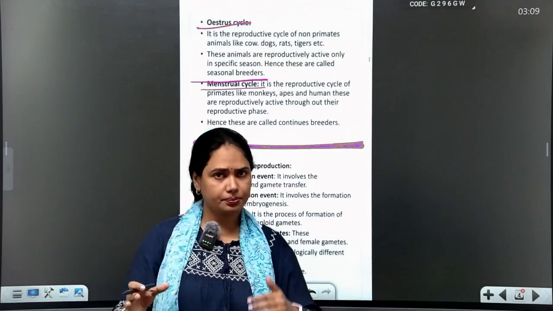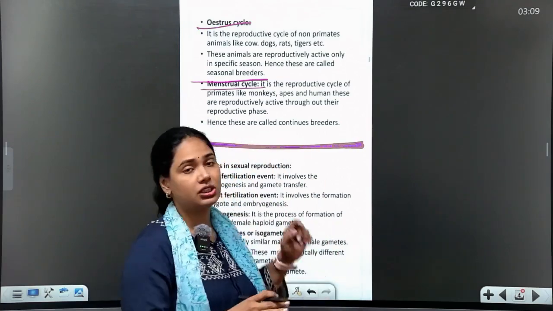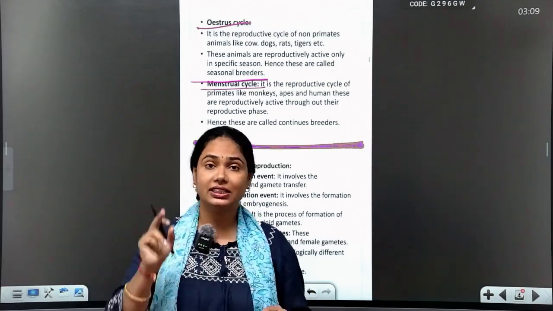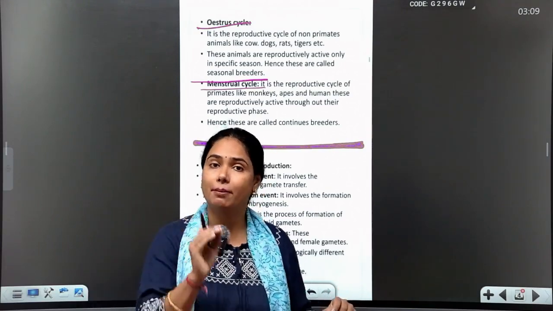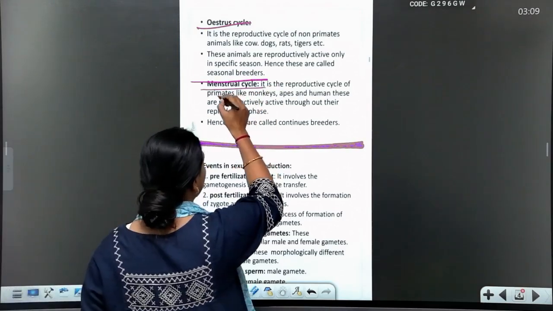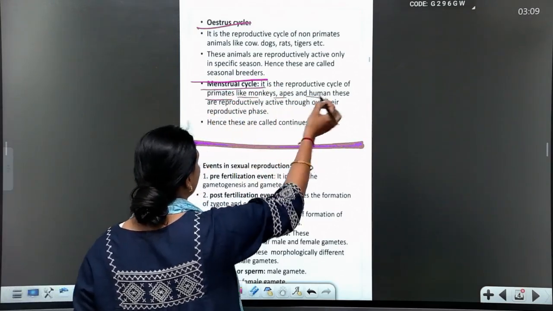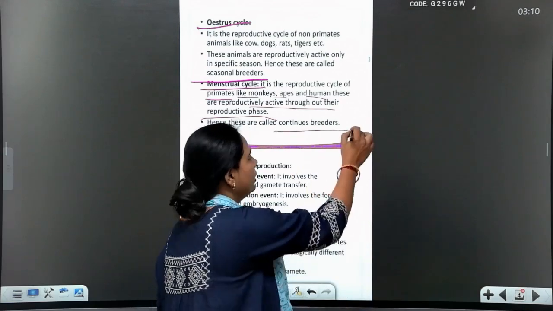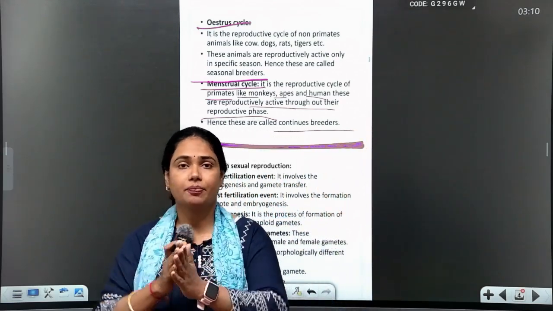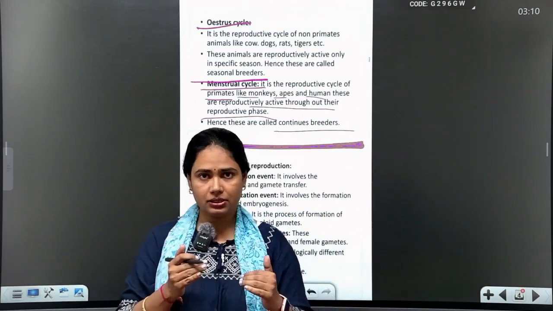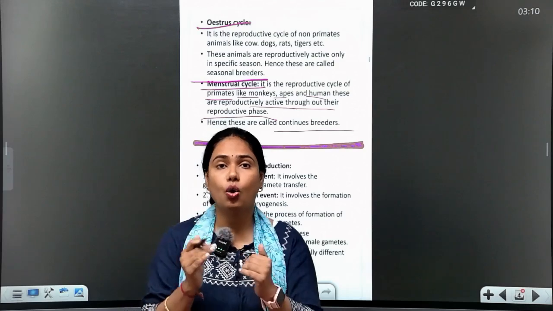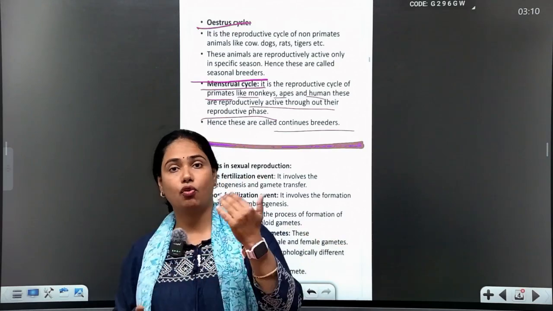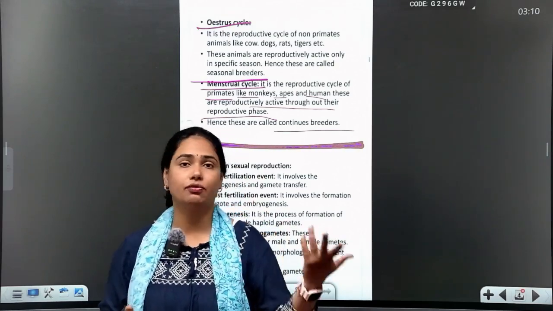A female in this category, the menstruation phase category, contains ova monthly. Yes, students, they contain ova monthly. So it is the reproductive cycle of primates like monkeys, apes and humans. They are active throughout their reproductive phase, which is called continuous breeder. What I am telling is that there is a month, and in this month an ovum is prepared in that female, and if fertilization occurs it forms an offspring. After pregnancy it forms an offspring.